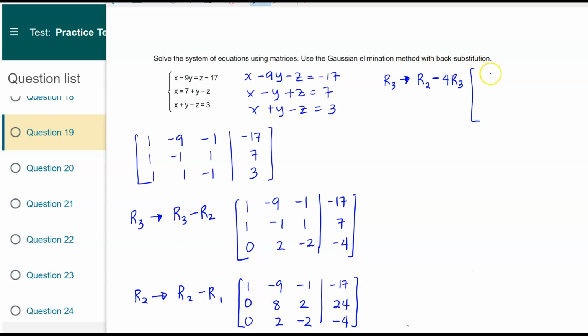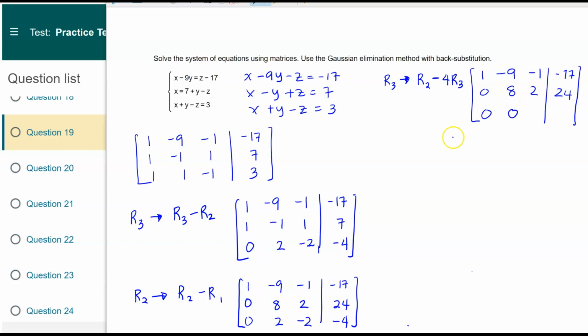So if we do that, that is replacing row 3, right? So you copy row 1 and row 2 first. So you have 1, -9, -1, and then -17, 0, 8, 2, 24, then 0, again, this becomes 0, as demonstrated a while ago. So it's row 2, 8 minus 4 times 2, which is 8. So 8 minus 8 is 0.